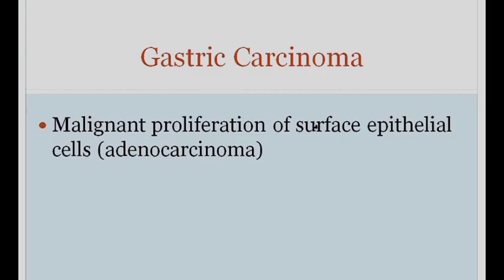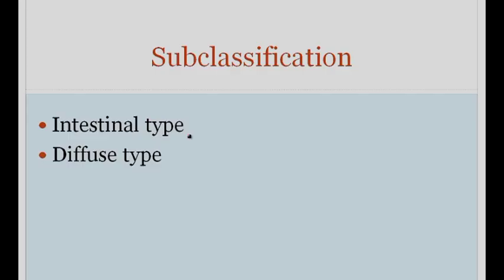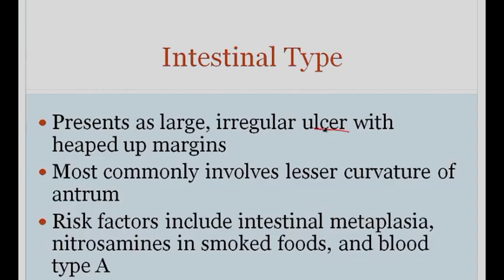Now this brings us to a discussion of gastric cancer, and so let's remind ourselves that gastric carcinoma is a malignant proliferation of surface epithelial cells. Those epithelial cells are columnar cells, so we're going to get an adenocarcinoma. All right, so gastric carcinoma is basically an adenocarcinoma. Now you can divide gastric carcinoma into two types. There's an intestinal type and a diffuse type. In the intestinal type, you get a large irregular ulcer with heaped up margins, as I've just described. And this most commonly involves the lesser curvature of the antrum.